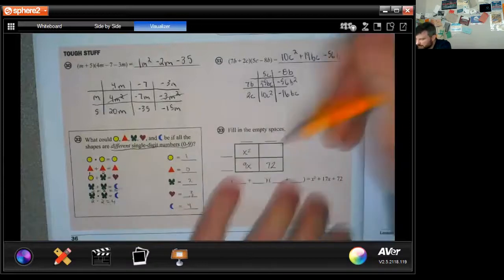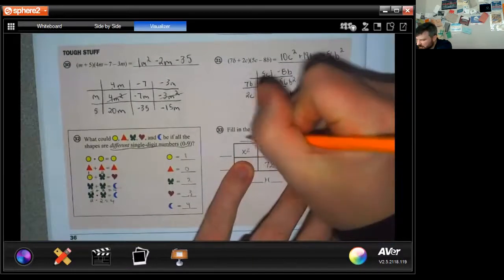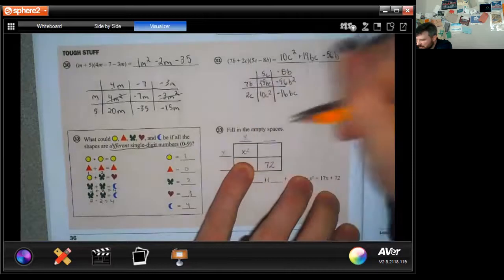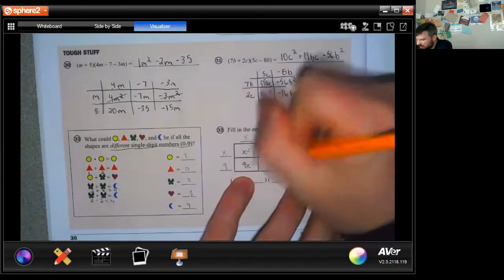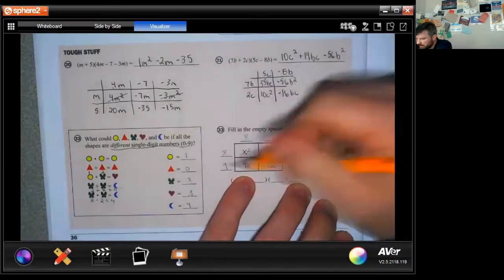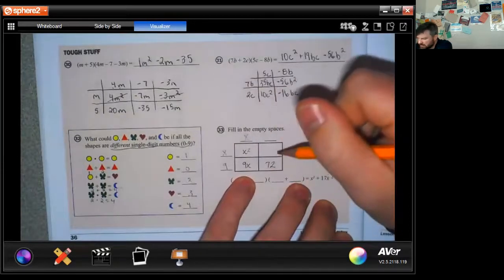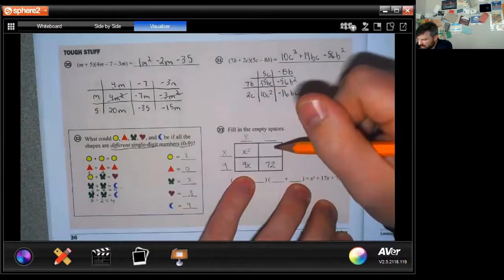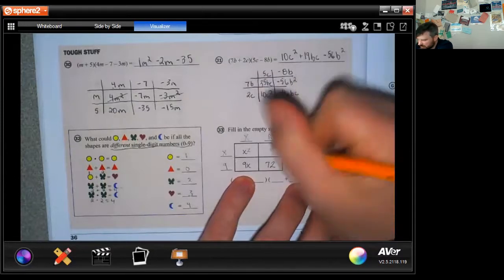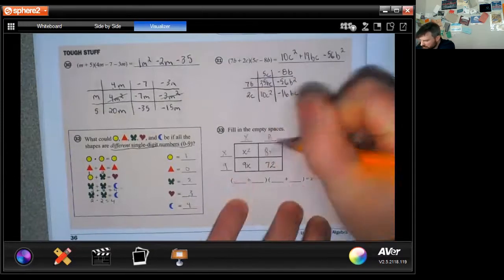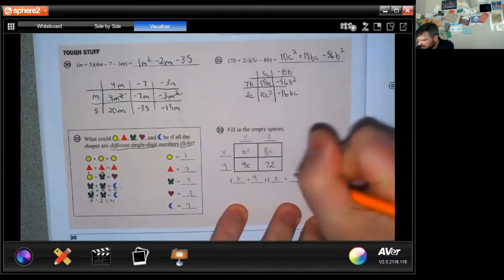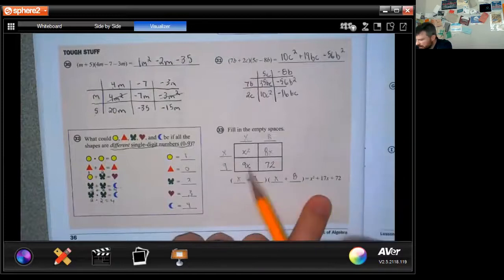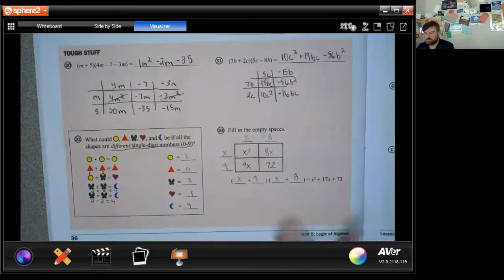Fill in the empty spaces. So to get x squared, that's x and x. To get 9 here, that's a 9 times the x. And 9 times 8 is 72. So this is 8x. So we have x plus 9, x plus 8. And if we look here, 9 plus 8 is 17. Okay, so that works out.